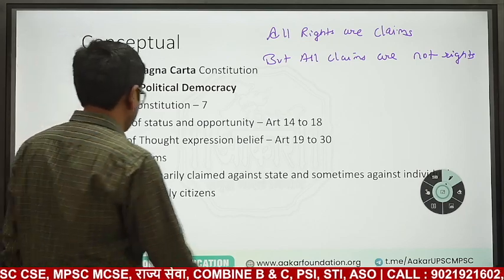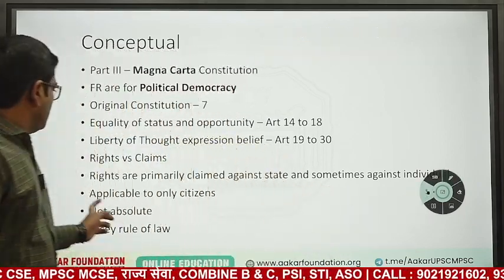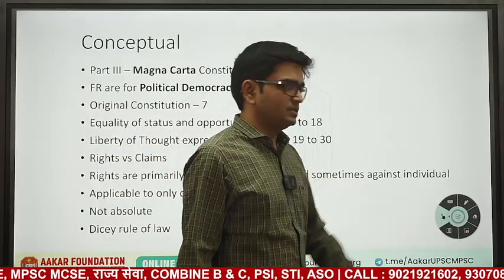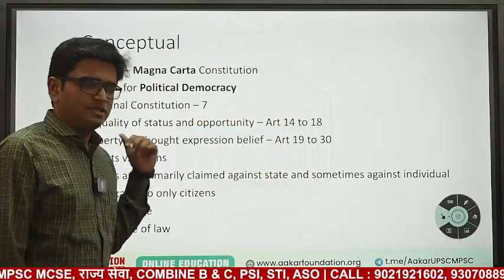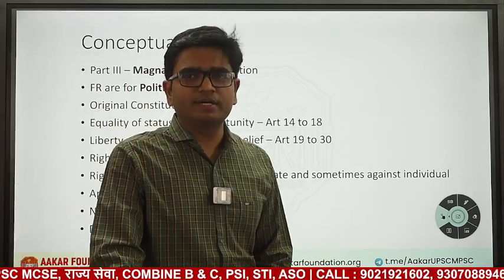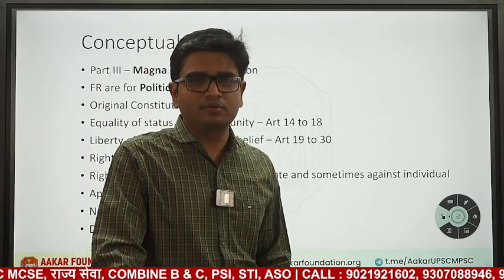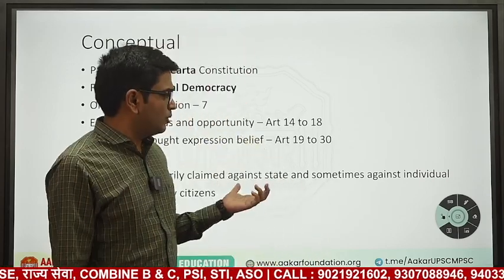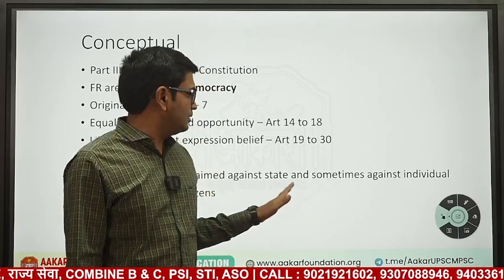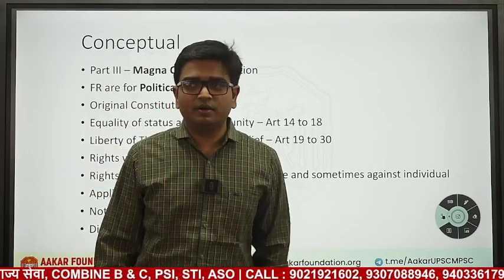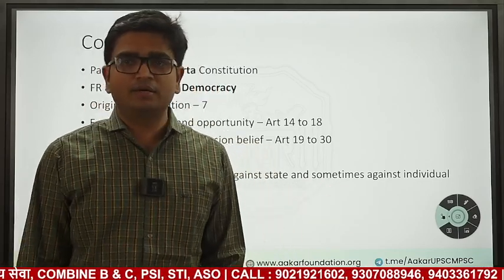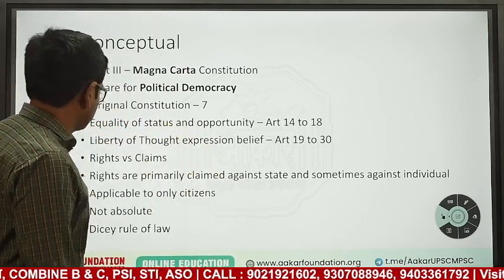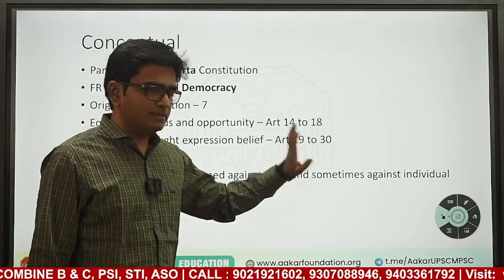Okay. Further, rights are primarily claimed against the state and sometimes against individuals. Yes, this is also correct. Generally, fundamental rights are claims against the state. For example, if the right to equality is violated, you will claim it against the state. Any right. But a few rights can be claimed against an individual, for example, the right against untouchability. That is an absolute right. It can be claimed against the state and against an individual. So rights are primarily against the state, but sometimes also against an individual.